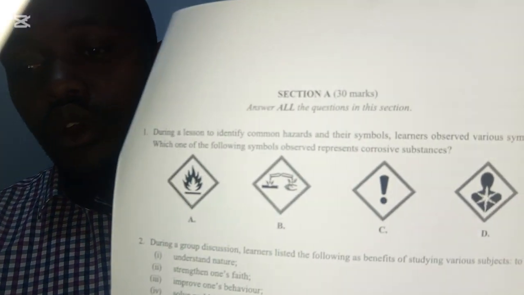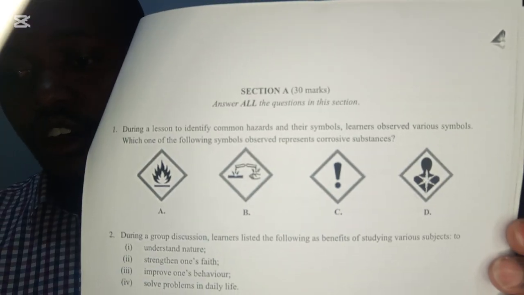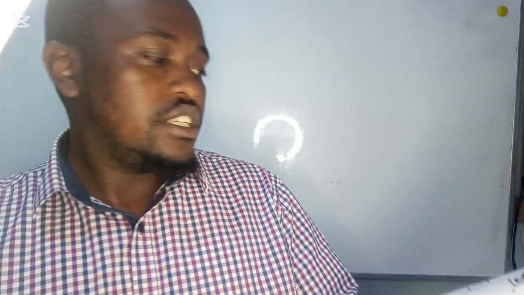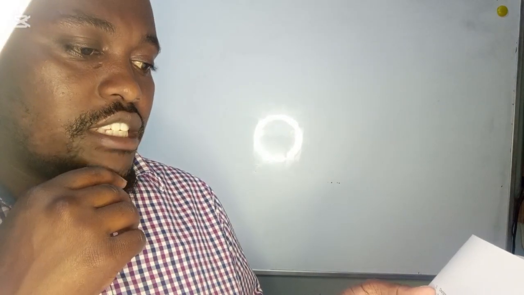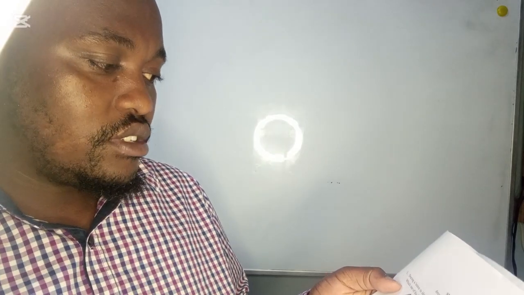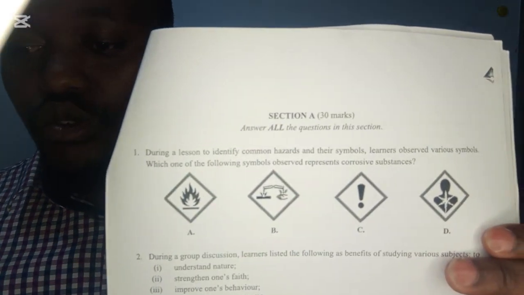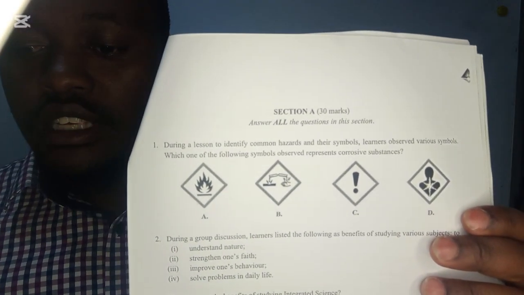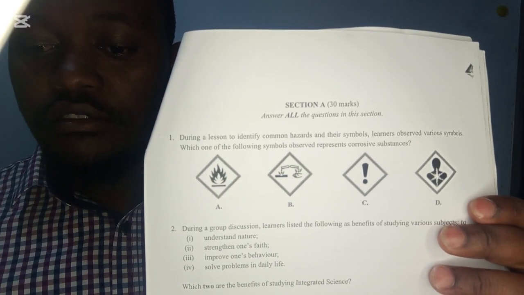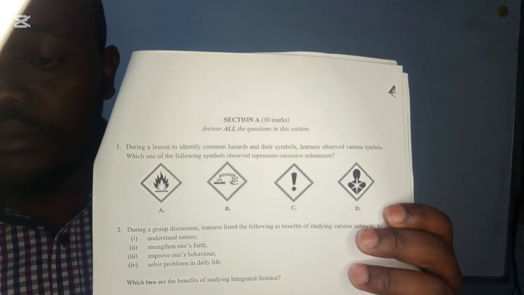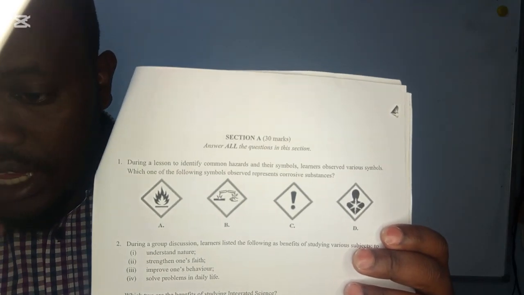You are asked, which one of the following symbols represents corrosive substances? So you are told that during a lesson to identify common hazards and their symbols, learners observed various symbols. Which one of the following symbols observed represents corrosive substances? So in this question they want to learn whether you know symbols put on various chemicals in the lab or various industrial products.